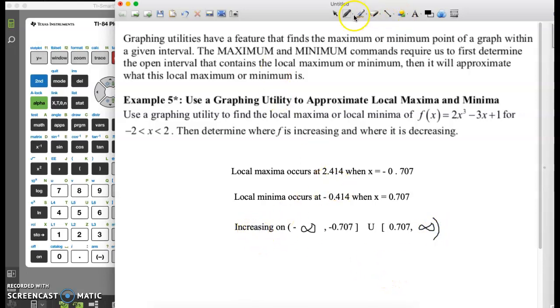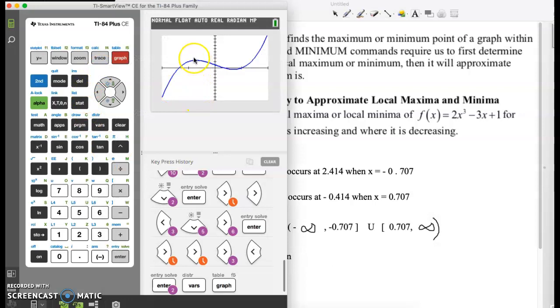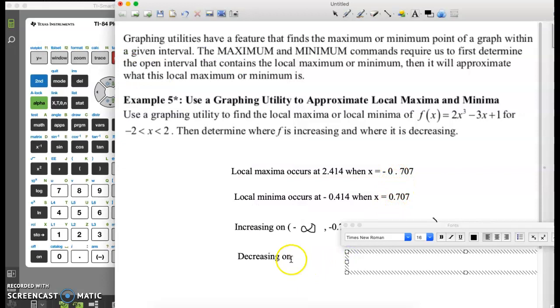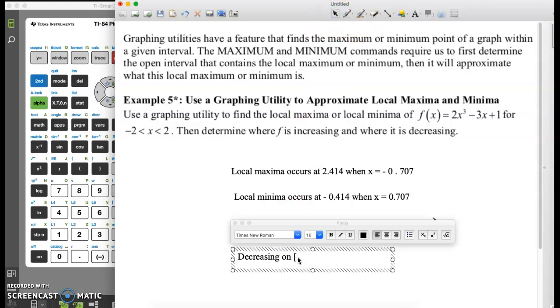Okay. Then the graph is decreasing. It's decreasing on what interval? Let's see. Our graph is decreasing from the maximum all the way to the minimum. It's falling down. The y values get smaller and smaller from max to min. When does that occur? When the x value is going from each of these values here, right? Negative 0.707 to 0.707. So decreasing on, and then close bracket, negative 0.707 to positive 0.707. Close bracket. Right there.